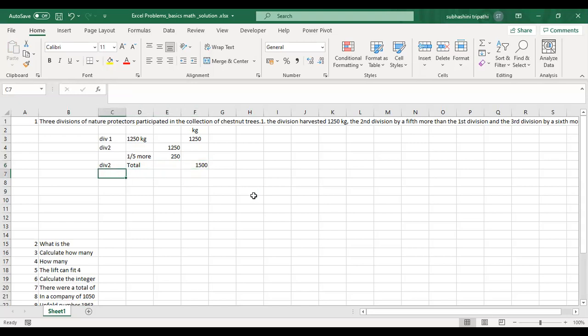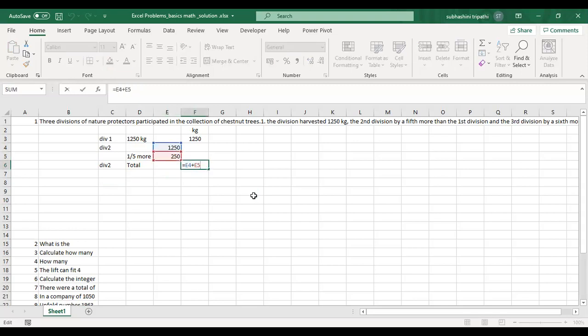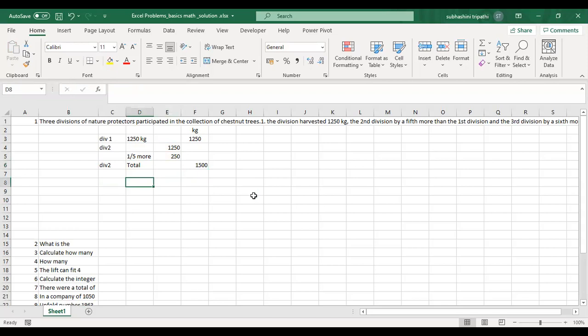Okay. So in division 2, therefore, what have we got? We have got 1500. Why? Because it is this plus this. So here you can see that I have put the formula. Is that correct? Now let's see what division 3 has done.